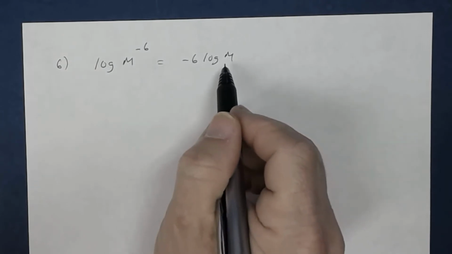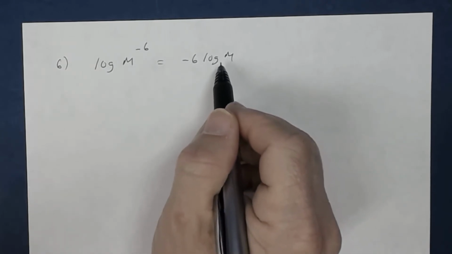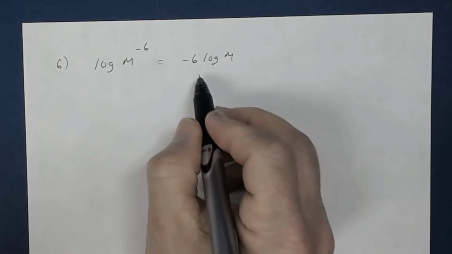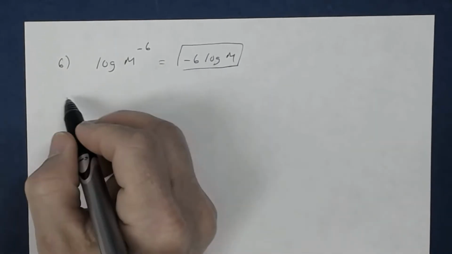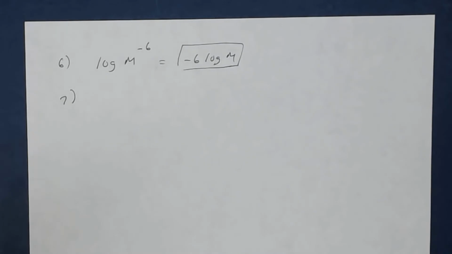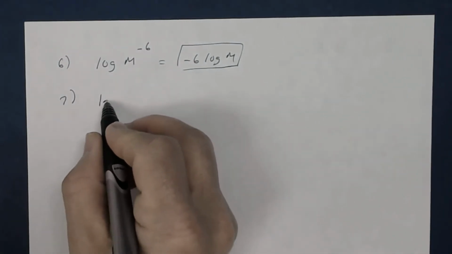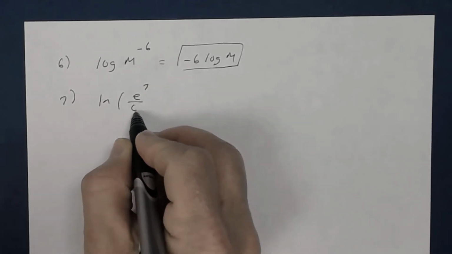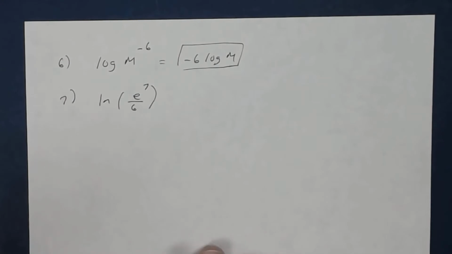Now just remember though, you see how I don't have a base listed? Remember that base is understood to be 10, so we're dealing with this being a common logarithm. All right, so there's your answer. All right, number 7, let's suppose we had the natural log of e to the 7th divided by 6.